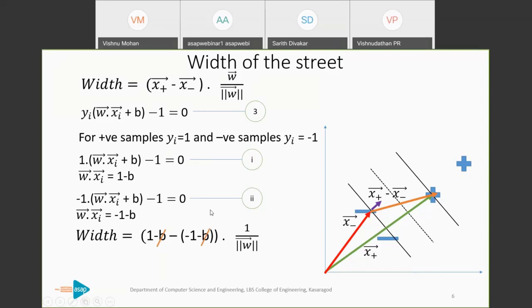Now the width of the street is 2 by the norm of w. How I got this? I got this by substituting the value of y in the constraint, and using that in the expression of our width. So now the width of the street is 2 divided by the norm.